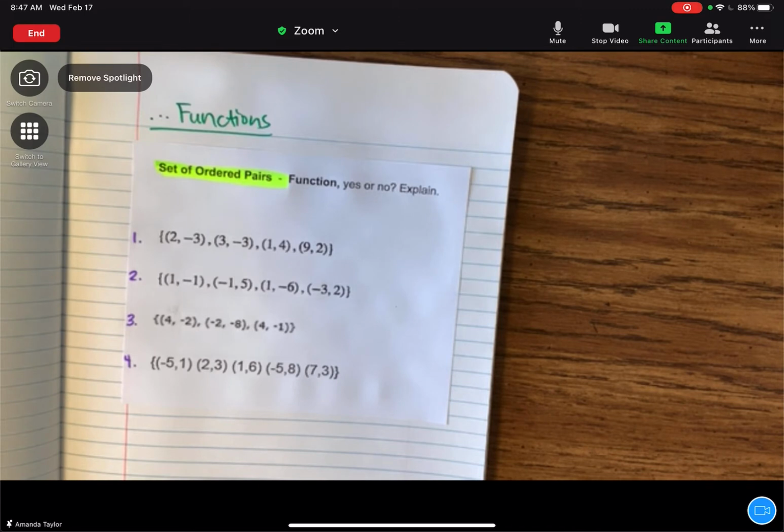All right, Bo. What did you and Makai decide? Which one's the function? Number one? Yes. Y'all agree? Good. It looks like number one.